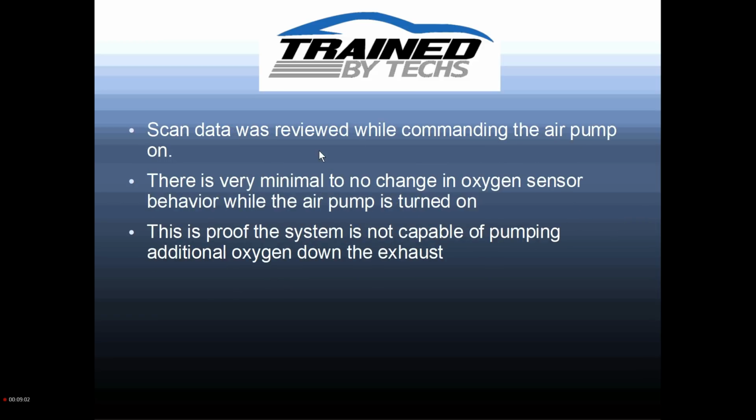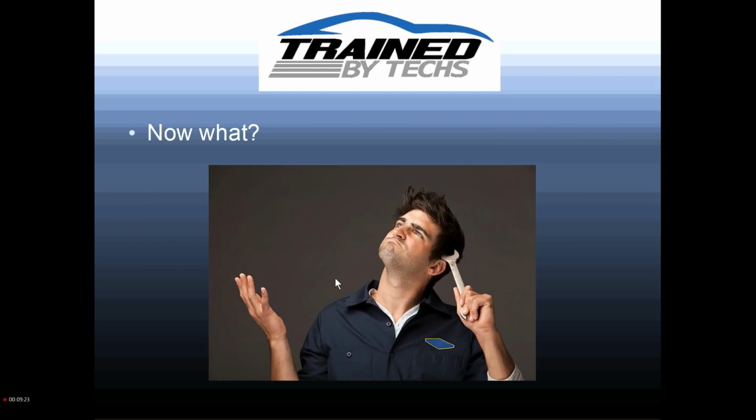Scan data was reviewed while commanding the air pump on. There was very minimal to no change in the oxygen sensor behavior while the air pump was turned on. This is proof that the system is not capable of pumping additional oxygen down the exhaust. Okay, I thought I had a bad mass airflow sensor. Now what? I thought I had a bad mass airflow sensor, but it looks like there's nothing flowing down the exhaust. So, this is a good reason why additional testing is important.